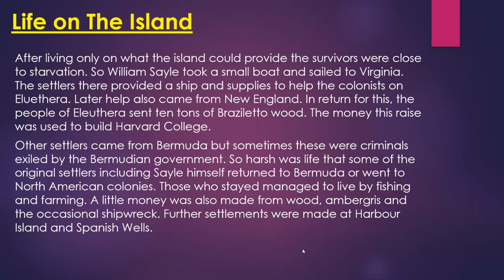And the persons on Eleuthera, the Eleutheran Adventurers, survived by selling goods, by farming, by fishing, by getting goods from the occasional shipwreck that would happen. They received help. They were near starvation, but William Sale went on a boat to Virginia and got some help. Help also came from New England, and they got brazilletto wood from them in exchange. So it was tough on that island.